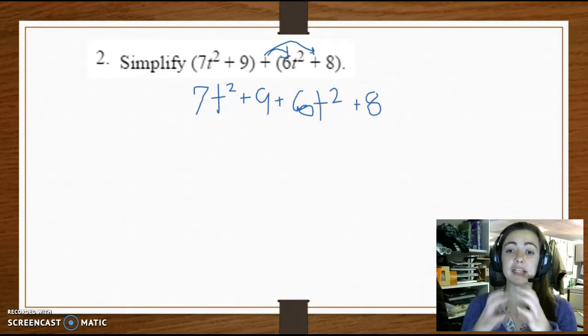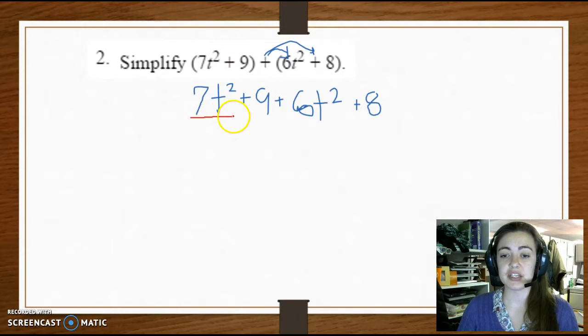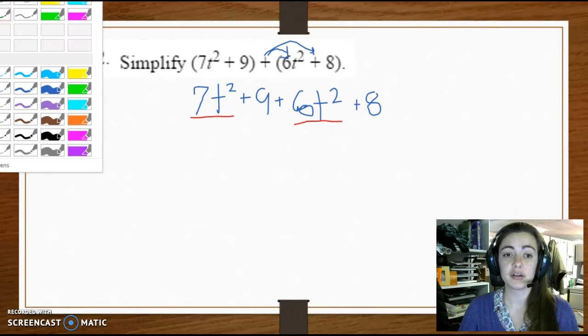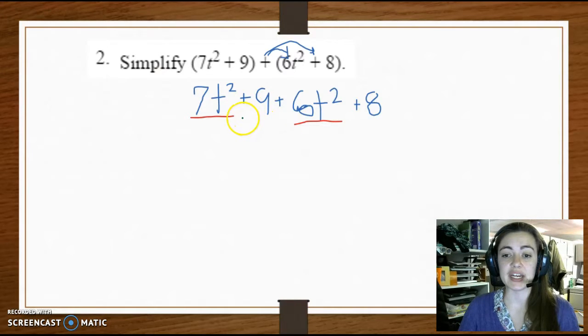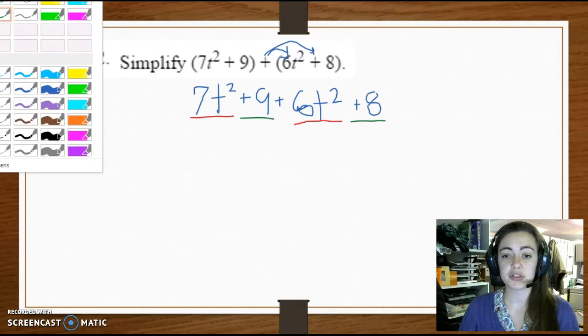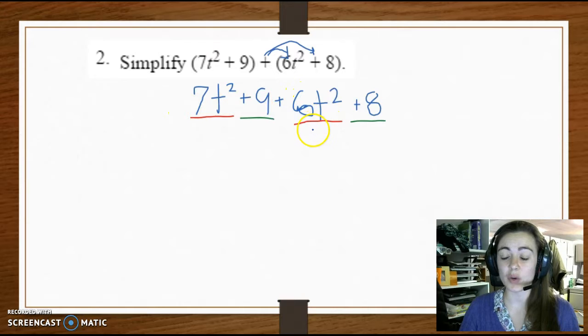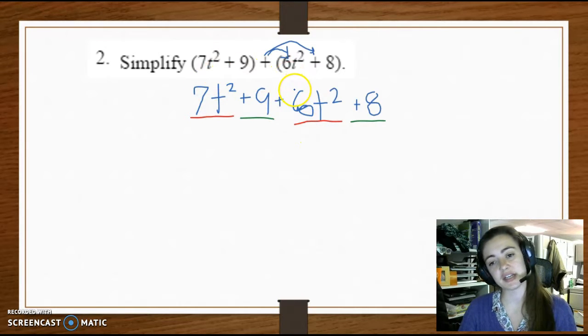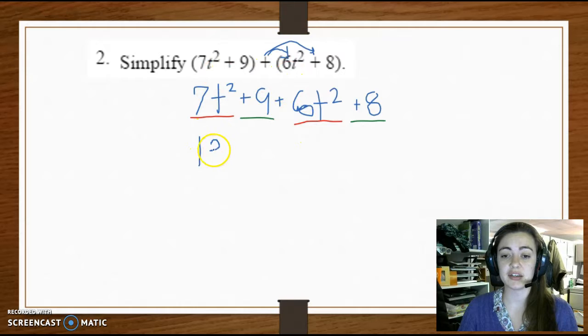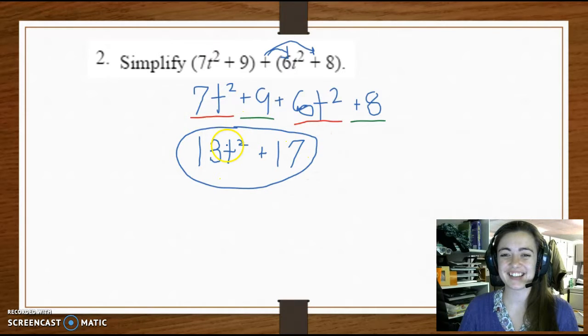Now you're going to try to combine like terms. Let's recognize that 7t squared and 6t squared are alike. They both have the term t squared. Another term would be 9. Other constants like 9 is 8. So let's add like terms. 7t squared plus 6t squared: 7 plus 6 is 13, so we have 13t squared. Now we have 9 plus 8, which is 17. So we have 13t squared plus 17.